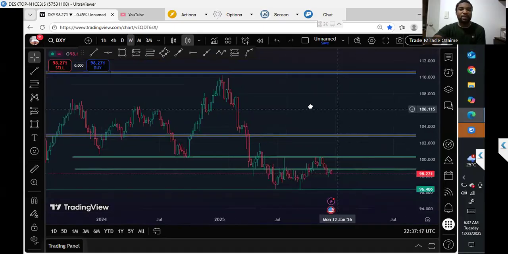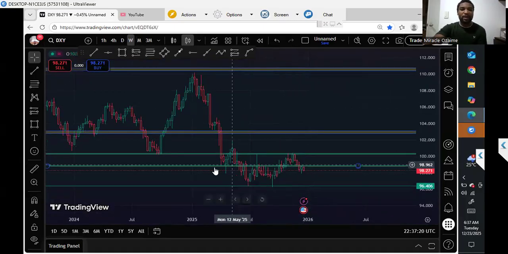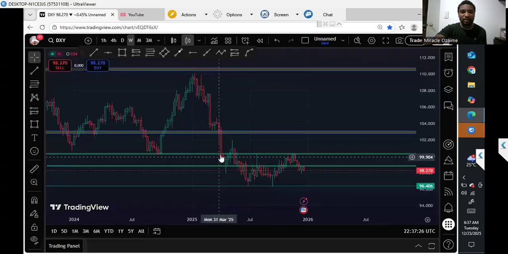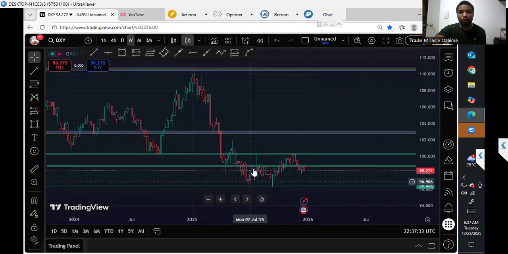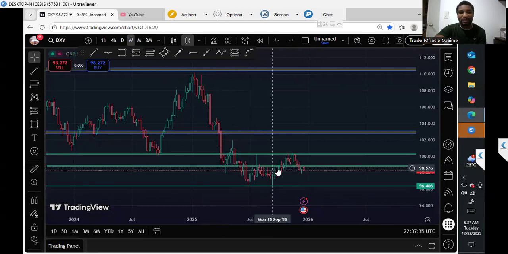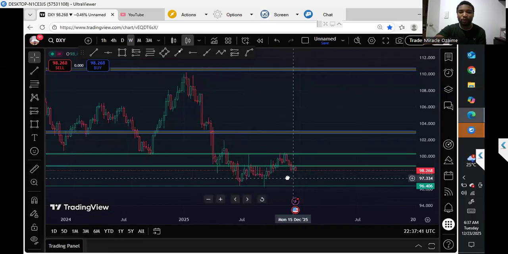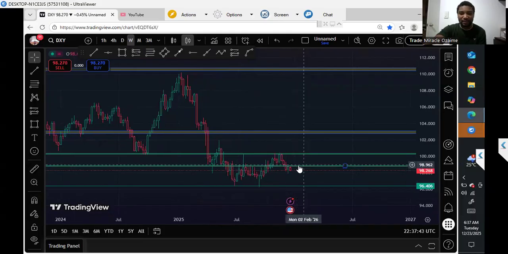And remember, I used to say that any area on the weekly time frame that price has tested multiple times and failed to break, look at this area, test 1, 2, 3, 4. Around this area, there are multiple tests around this region. Price broke and came back and tested this level multiple times, and around this area is still struggling. You're going to know that it's an important level. So I am very careful around this region where price has tested multiple times.